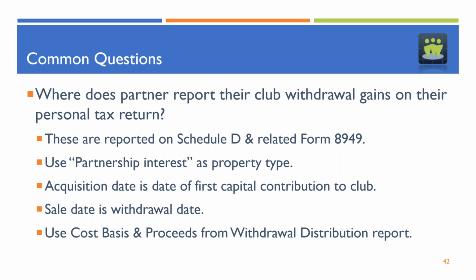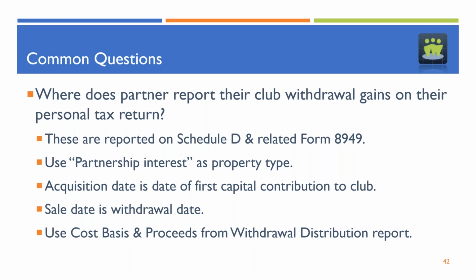I would suggest you use the description of the property type, just put a partnership interest. You can even say partnership interest in club name. The acquisition date for the property is the date you first made a capital contribution to the club.